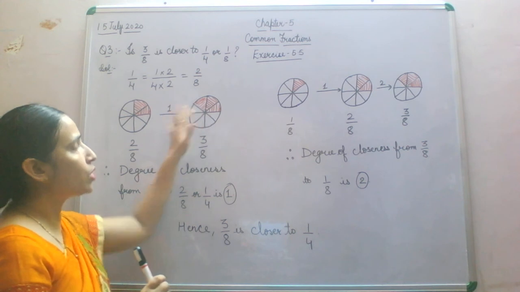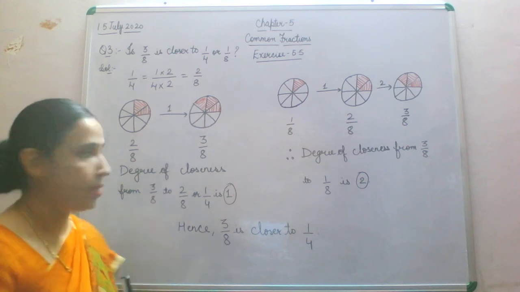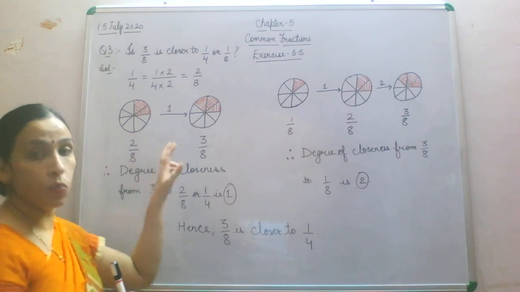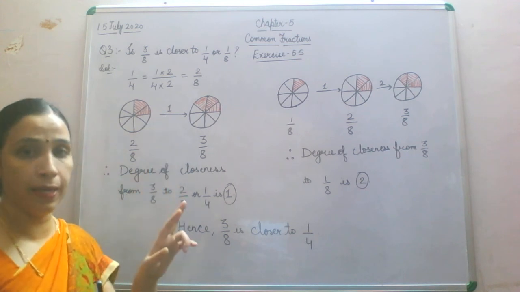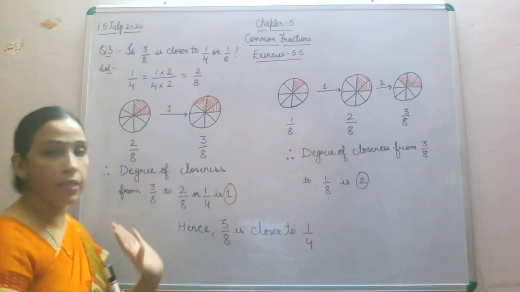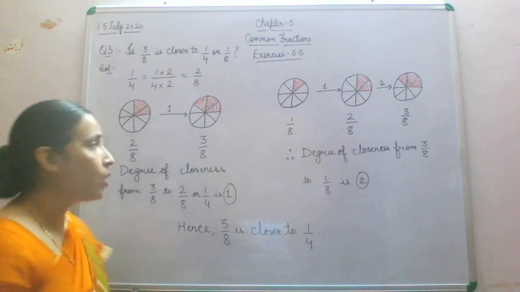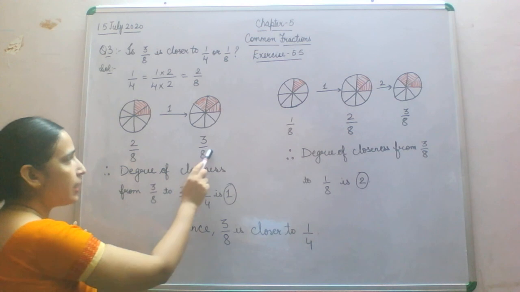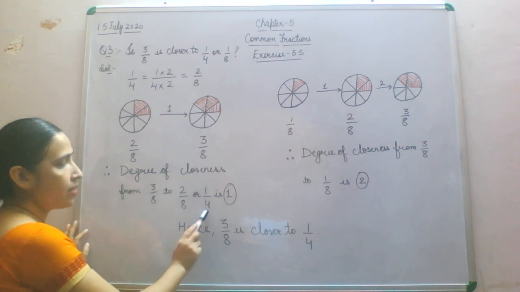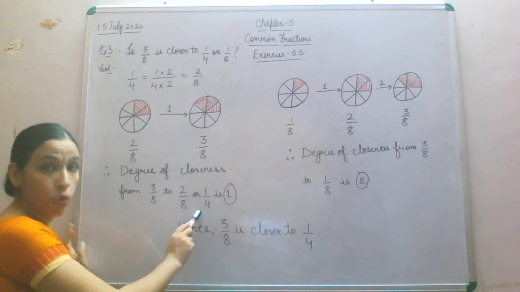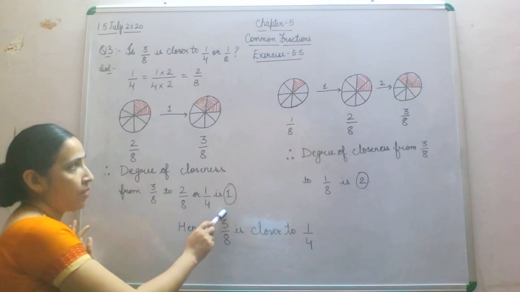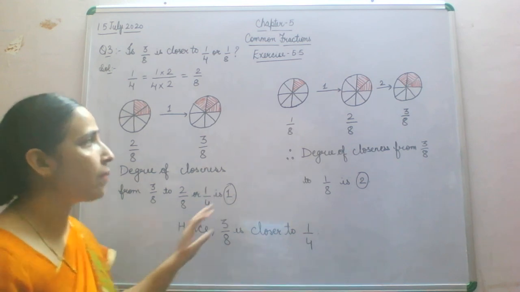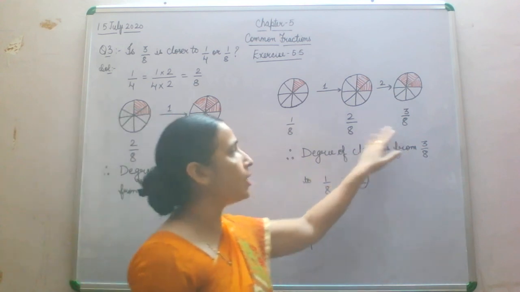Now how many portions are you going to shade? 3 portions. Now here you can see that by adding 1 by 8 only once to this 2 by 8, you get this 3 by 8. Fine. So the degree of closeness from 3 by 8 to 2 by 8, which is your 1 by 4, is 1. Then come to the next part of the question, where you have to compare 3 by 8 to 1 by 8.